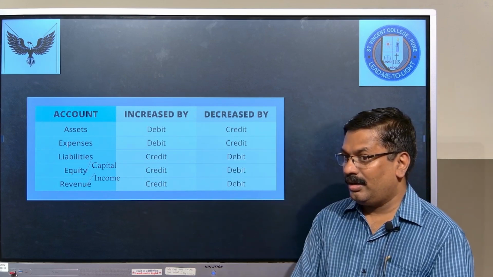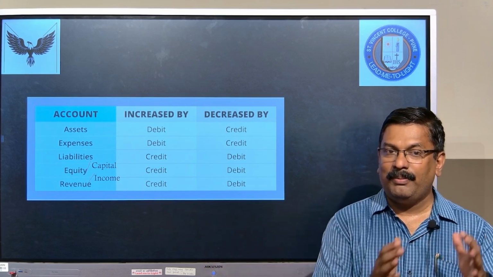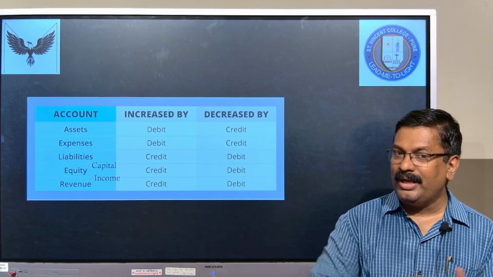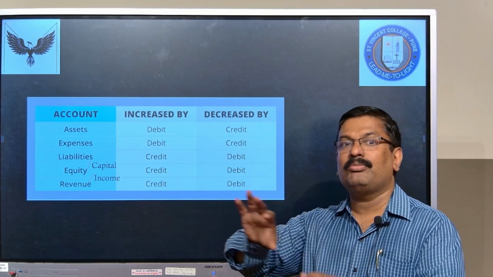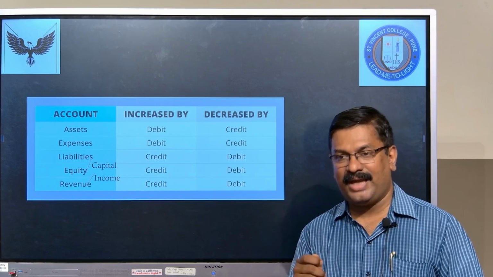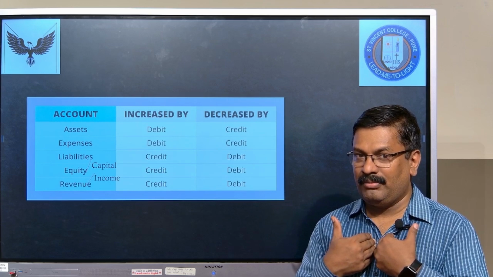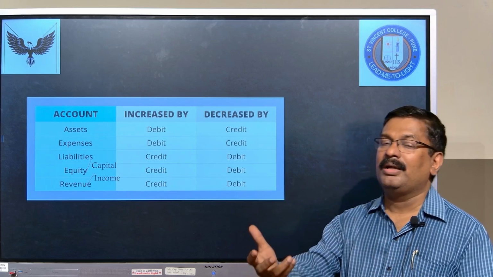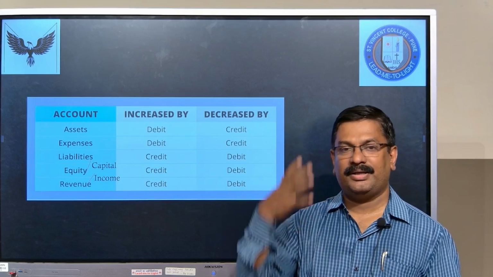So whether you look at it as income and expenses, or in the form of personal, real and nominal, in both cases we are recording the transaction on both sides. I told you, when I am selling the goods, it is sales. I am receiving revenue. My goods are going out, or I am receiving cash. Cash is debited, sale is credited.